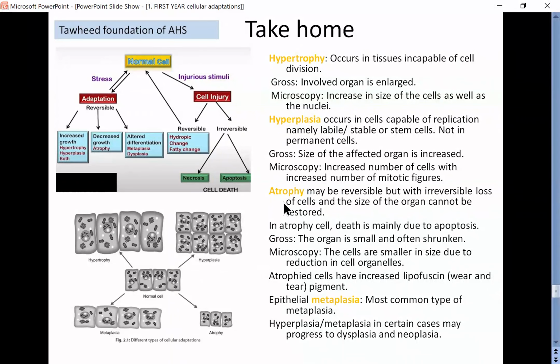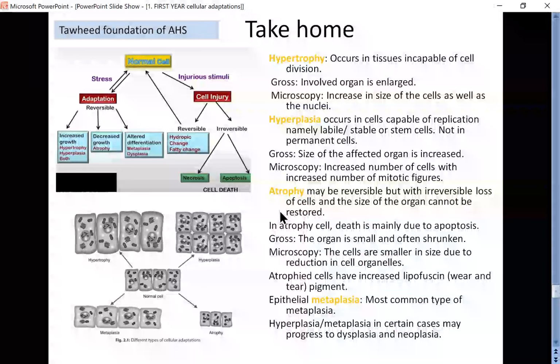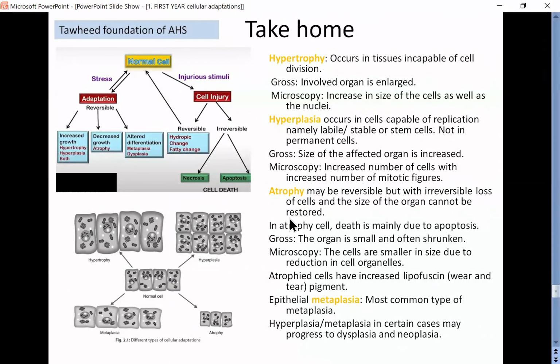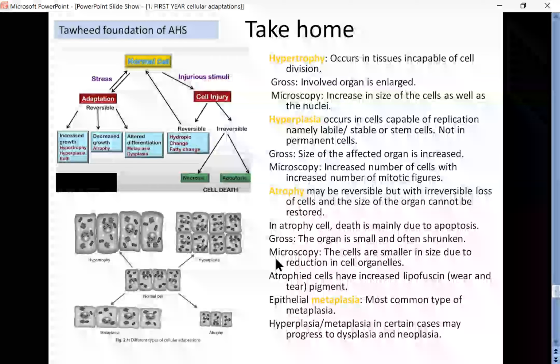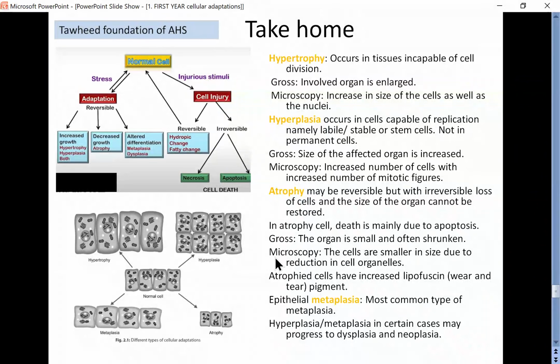Atrophy means reduction or shrinkage of the cell. Atrophic cell death mainly occurs due to apoptosis. Apoptosis will be taken in the upcoming classes. In atrophy, the morphology in gross is that the organ will be shrunken or reduced in size. In microscopy, the cells will be smaller in size due to reduction in the cellular number.